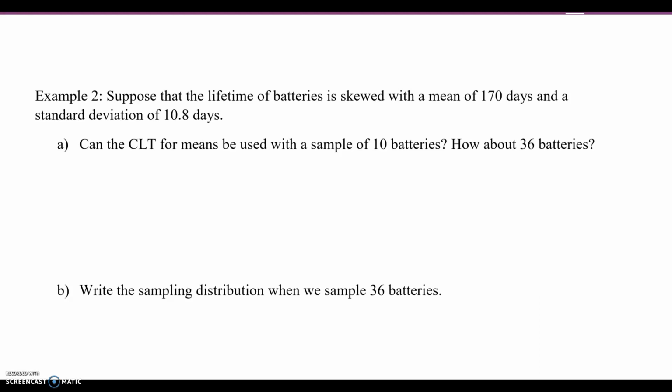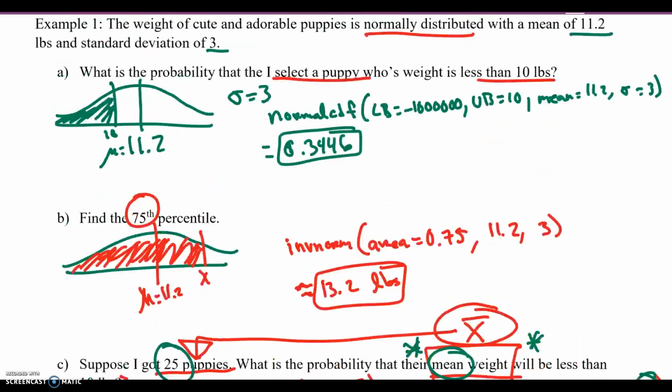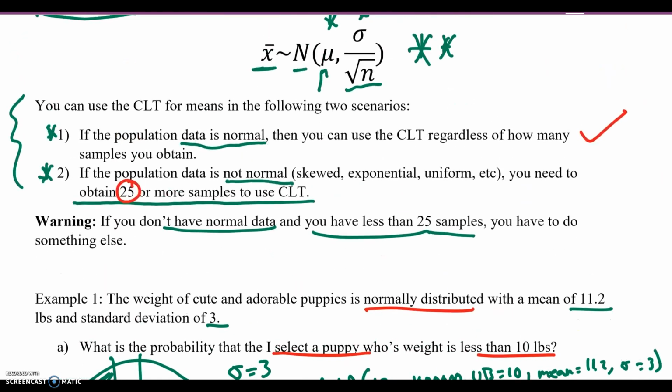So this is the next example. Suppose that the lifetime of batteries is skewed with a mean of 170 days and a standard deviation of 10.8 days. Can the central limit theorem for means be used with a sample of 10 batteries? How about 36 batteries? If we go back, we know that we can use the central limit theorem for means in two different cases.